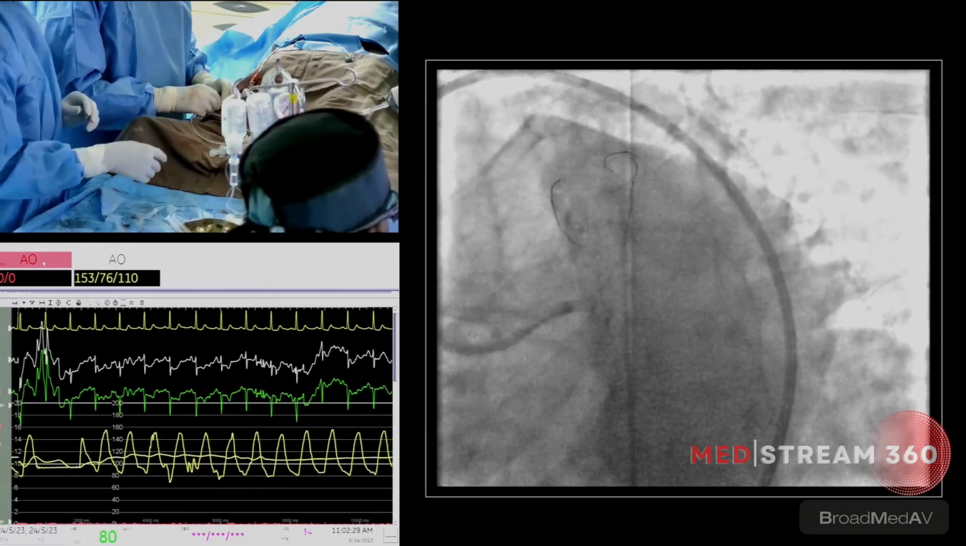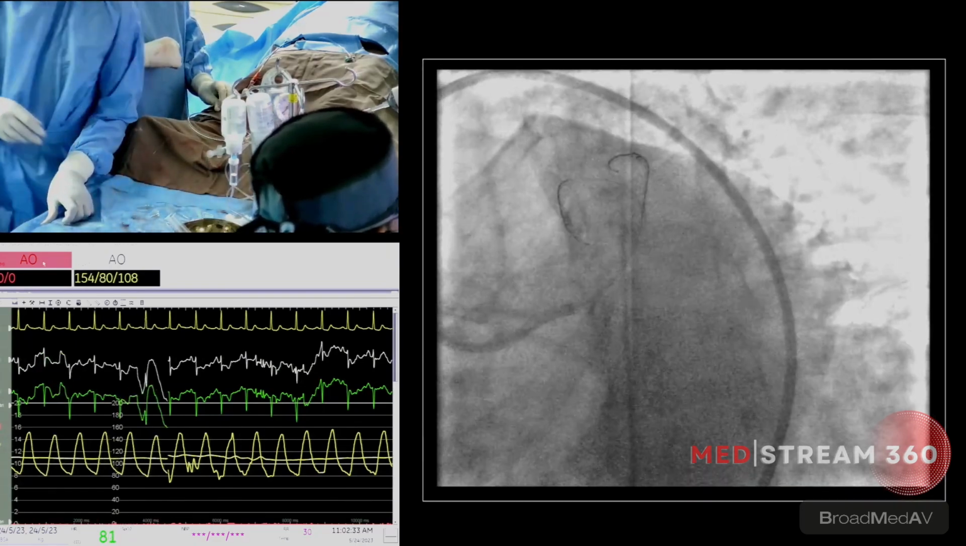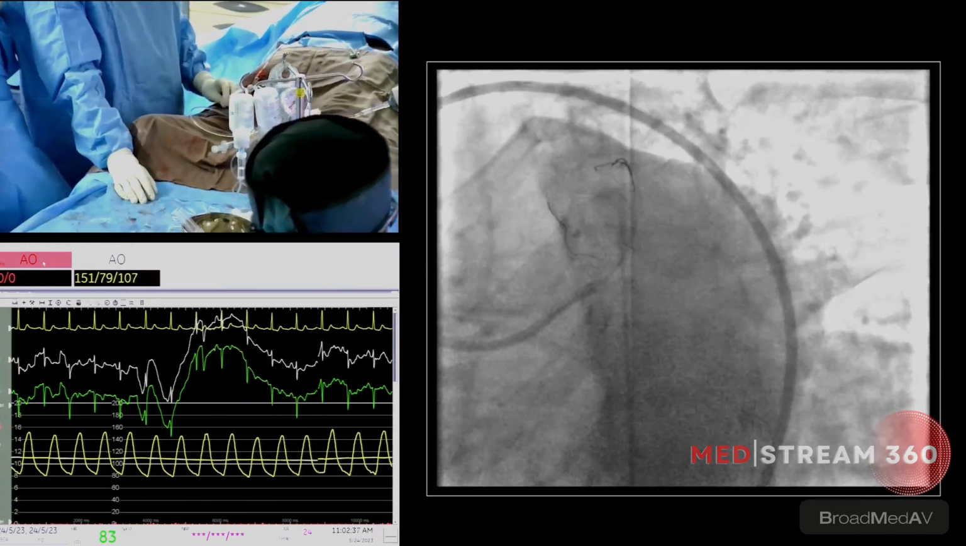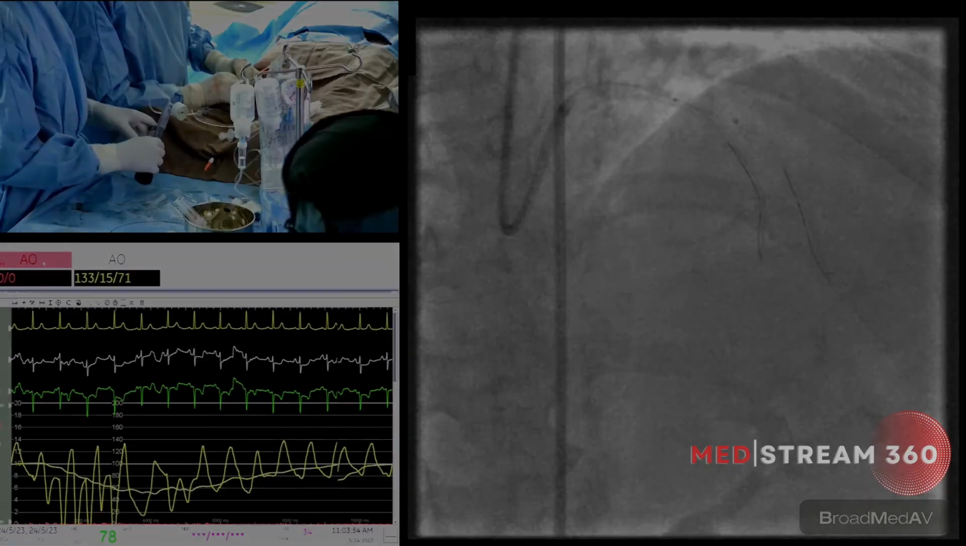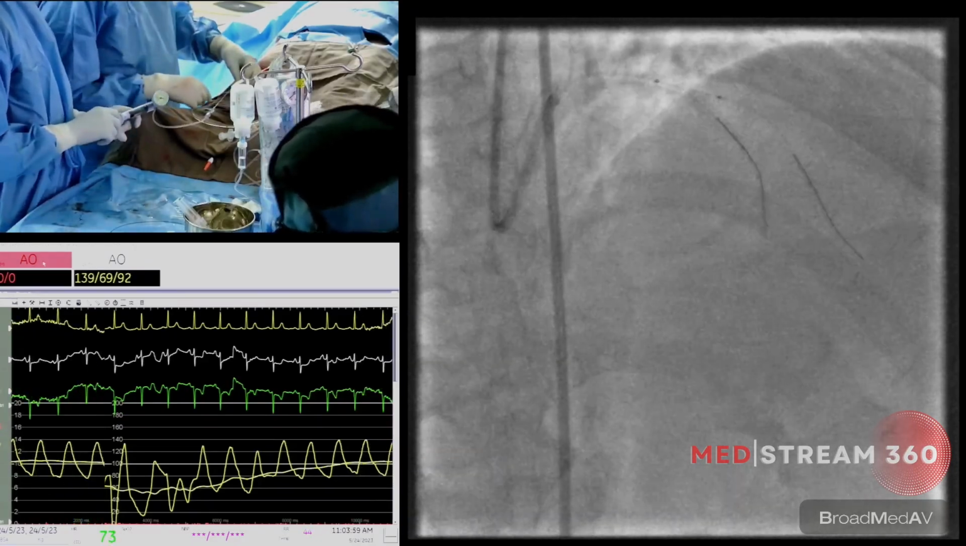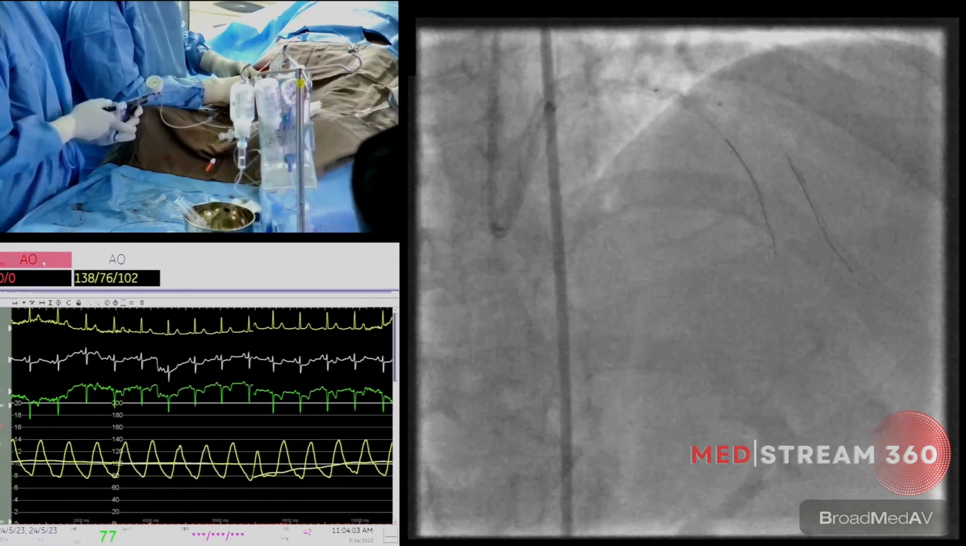Get the same balloon, please. 2.5. Hopefully it'll cross. If not, we'll need a New York tour. Keep it New York tour ready. Okay. Gently go up there. Okay, go up, please. I think our pre-dilatation helped.